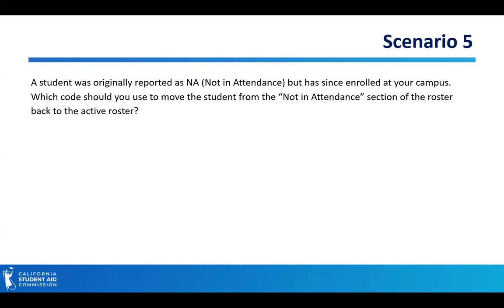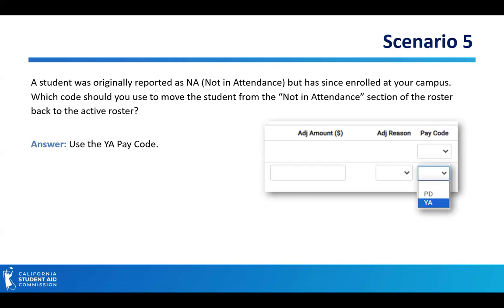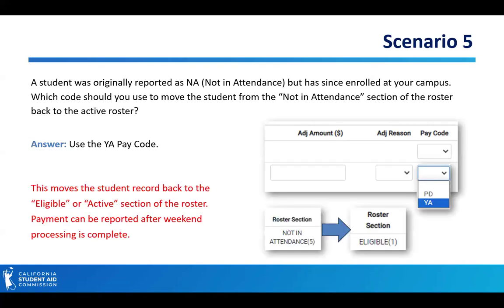Correct. The YAY code, YA, and that will bring them back onto your active roster. So, yay, they're back. They will then be taken from the non-attendance section back to, I call it the active roster, or as you can see, the eligible section of your roster. And then you can process the payment for a student, hopefully.